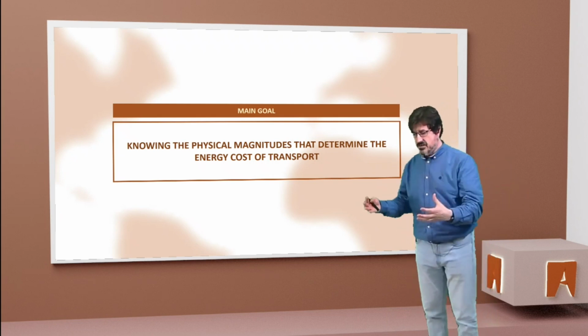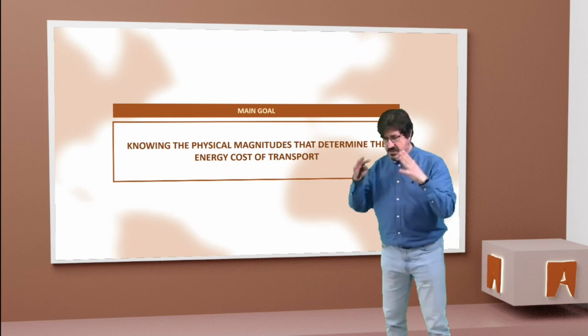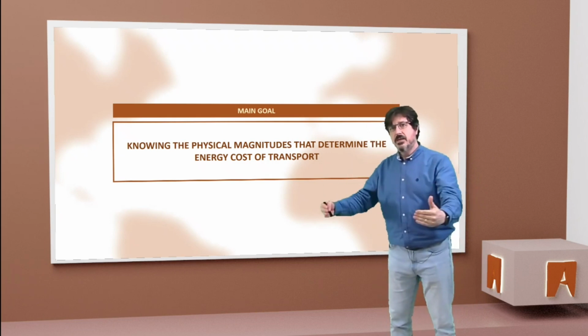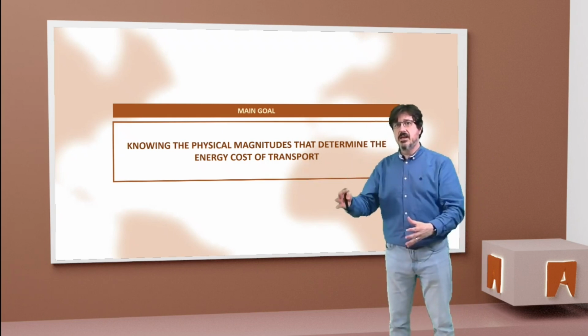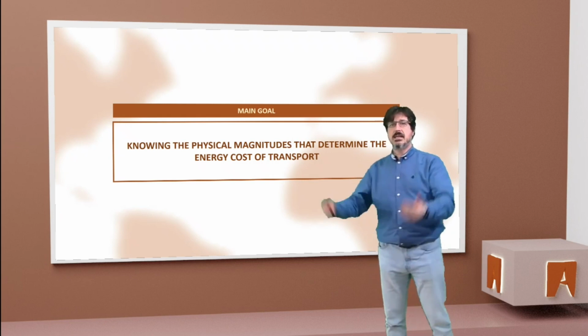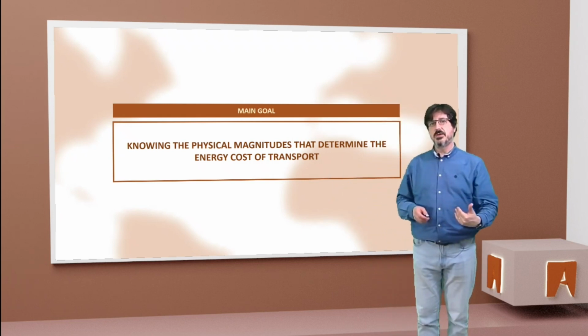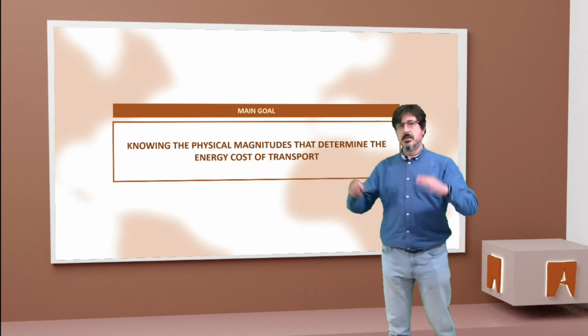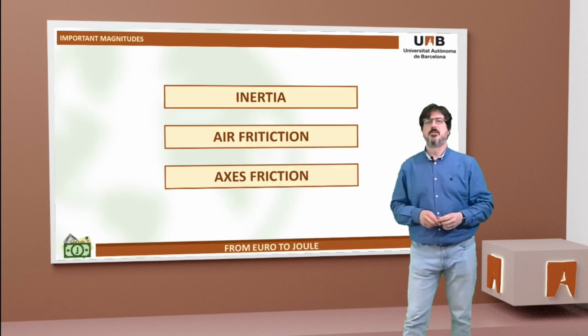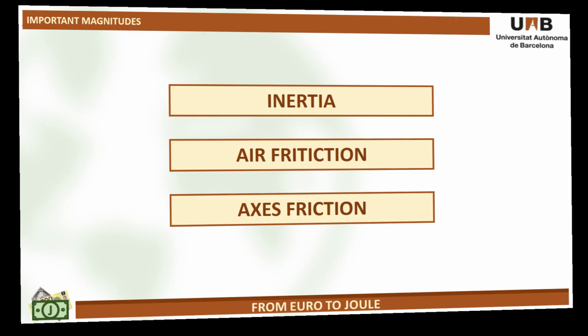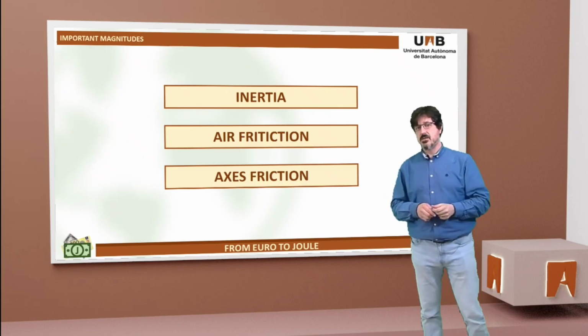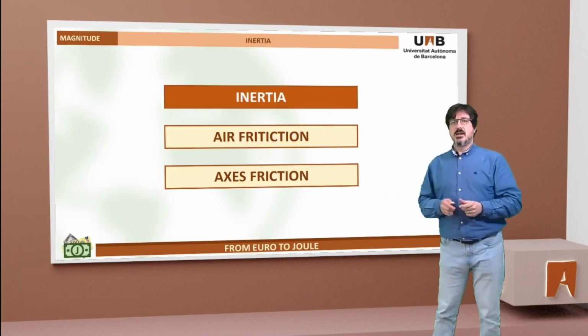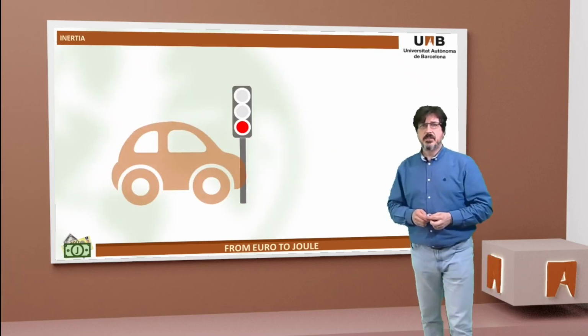At the end of the chapter, we will be able to understand which are the magnitudes that we need to modify in order to make this energy consumption due to transport a little bit lower. We are going to analyze these three phenomena: inertia, the friction with the air, and the friction with the axis of the car. Let's start with the first, the inertia.